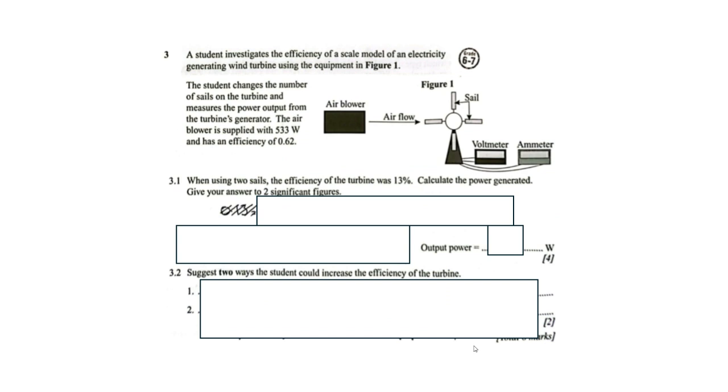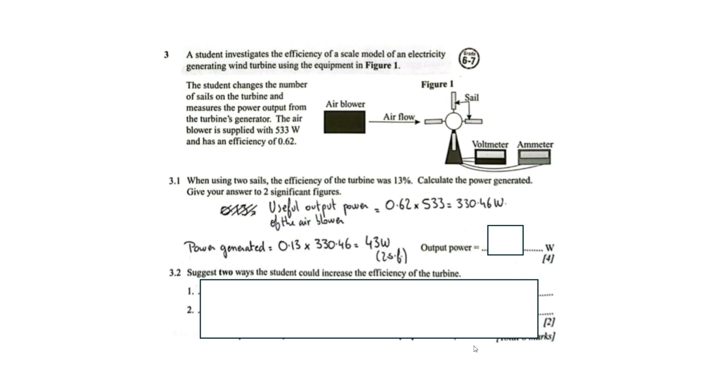So we have 533 watts of power supplied. We know the energy transfer is 0.62. So the useful output power of the air blower is 330.46 watts. Then the power generated is going to be 13% of that. And 0.13 times 330.46 is 43 watts to 2 significant figures.